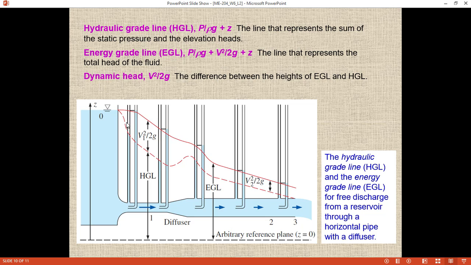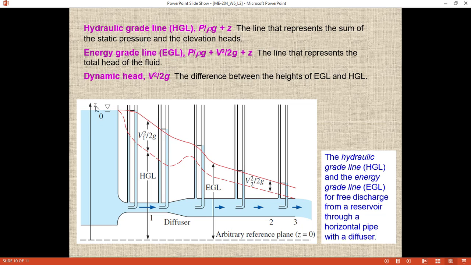So here you can see the hydraulic grade line HGL and the energy grade line EGL for free discharge from a reservoir through a horizontal pipe with a diffuser. So basically this is indicating the actual flow when the flow is viscous. In the case of viscous flow, you know that the energy grade line will not be straight. Here you see the energy grade line is also going down. Okay, the straight line is energy grade line and the dotted line is the hydraulic grade line.